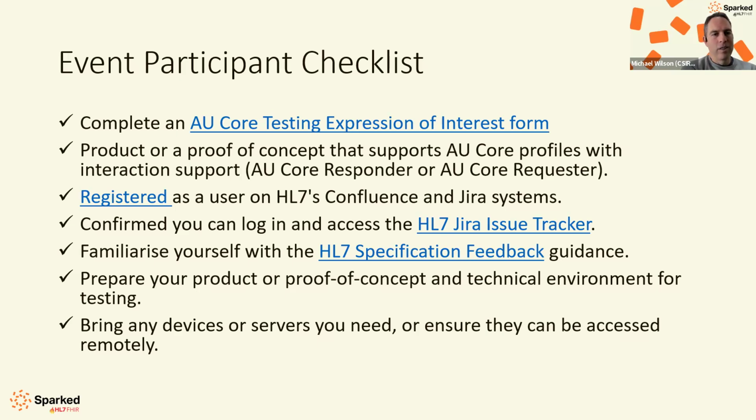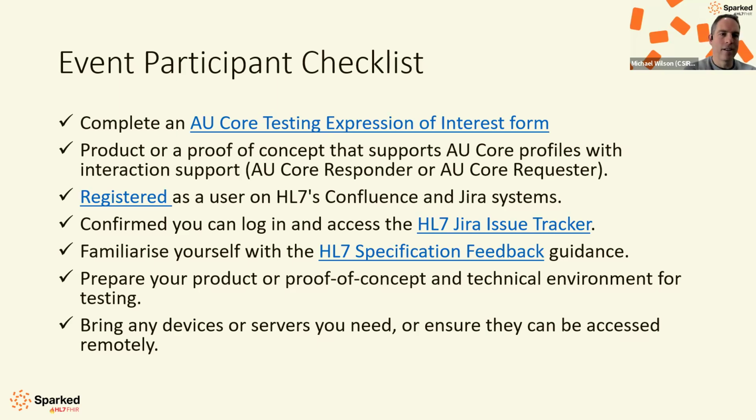The other thing you'll need is a proof of concept or a product or something that supports AU Core profiles with interaction support. So acting as an AU Core responder or an AU Core requester. We'll talk a bit more about that later, but that's something you need to bring. And make sure you've registered as a HL7 user so you can access Confluence and the Jira systems. So that's where we'll be raising our feedback and issues. So we want to make sure you've got an account.